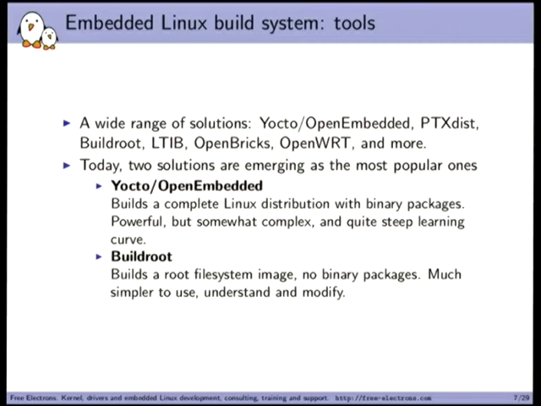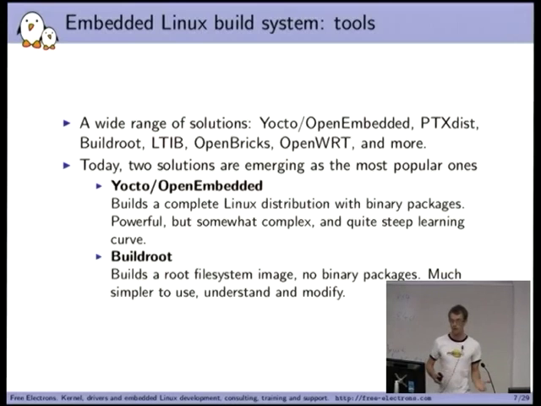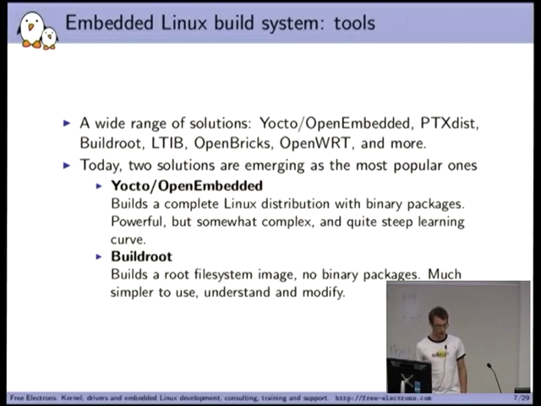Buildroot is kind of the opposite side of the spectrum. It simply builds a root file system image. There are no binary packages. You can't install, upgrade, or remove things. If you want to change something, you have to go back into the tool, adjust your configuration, and recreate a new root file system image, which is perfectly fine for most of the embedded Linux systems that are used in the industrial space. And it's also a tool that's much, much simpler to use, understand, and modify, as we're going to see throughout the presentation.